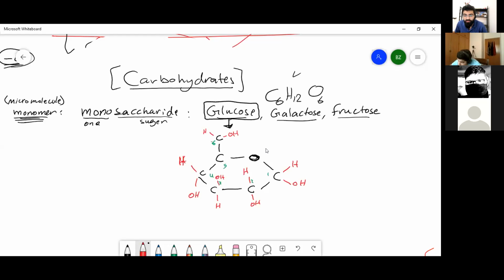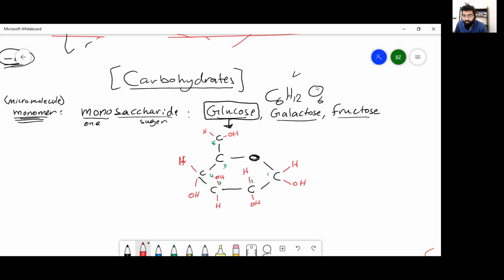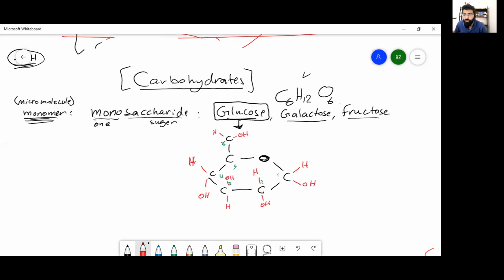So this is the glucose structure. What about galactose and fructose? Galactose and fructose are built in a different way, but with the same number of atoms. All of them we call monosaccharides, and they are the monomer or the micromolecule or the simplest unit of carbohydrates. The simplest compounds belonging to the carbohydrate family. Is it easy?